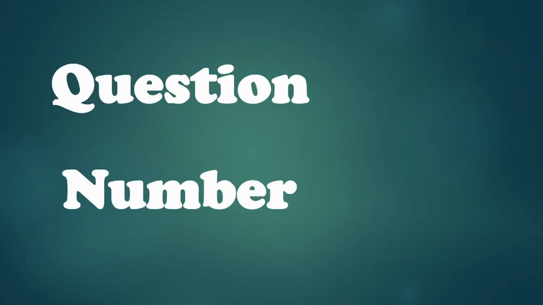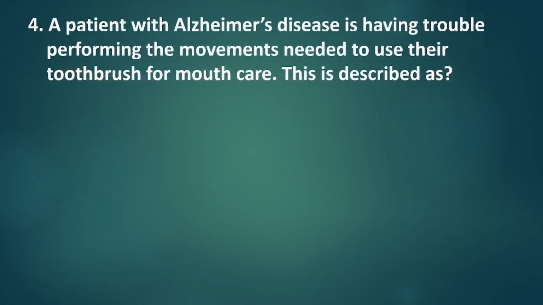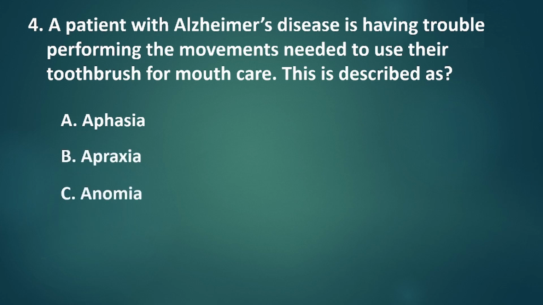Question number 4. A patient with Alzheimer's disease is having trouble performing the movements needed to use their toothbrush for mouth care. This is described as A. Aphasia, B. Apraxia, C. Anomia, D. Agnosia.